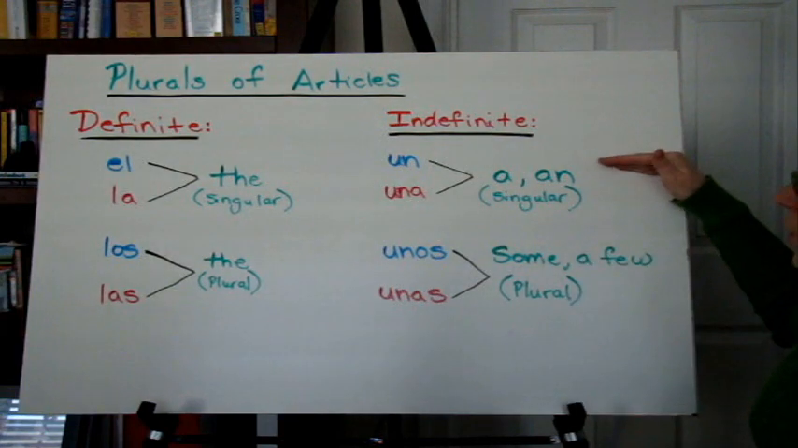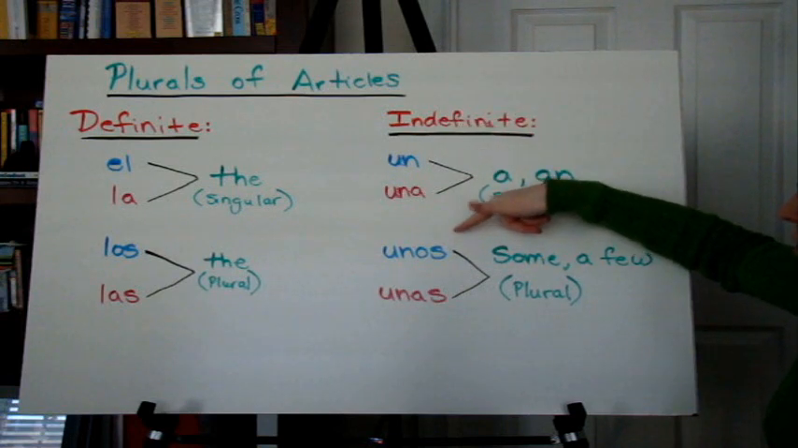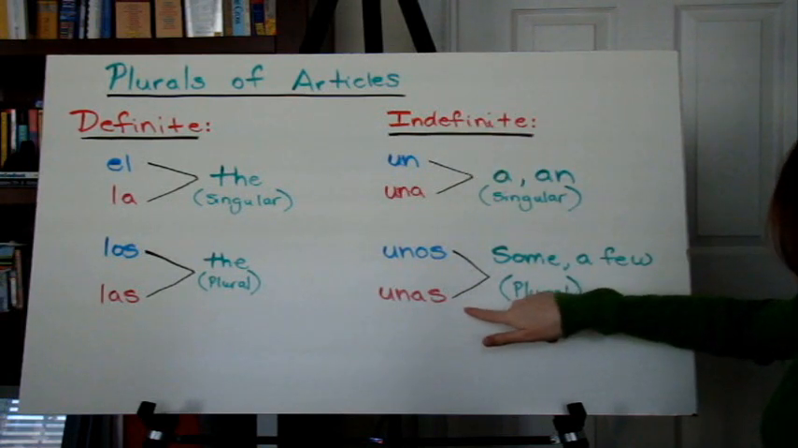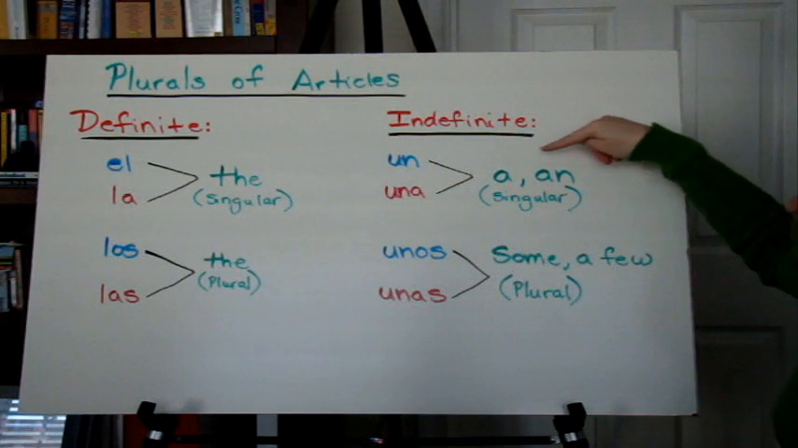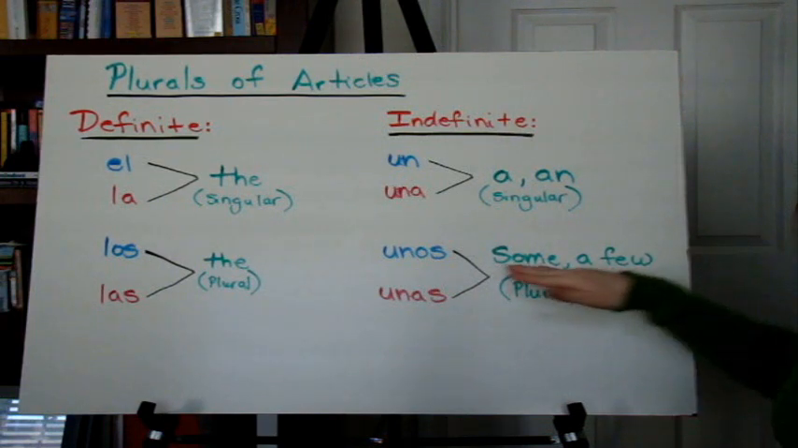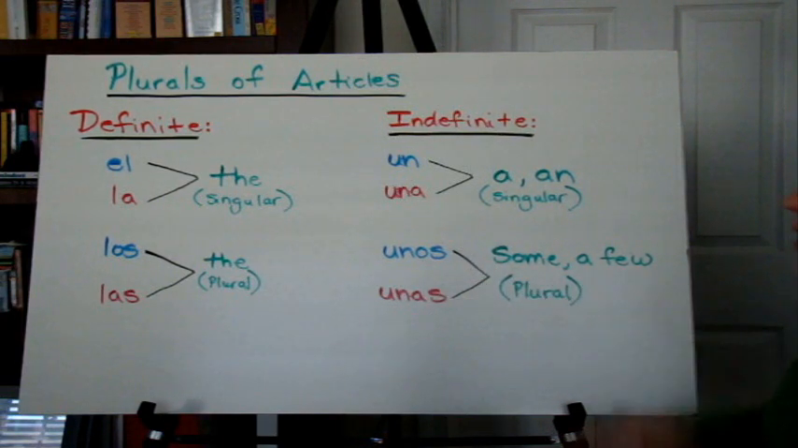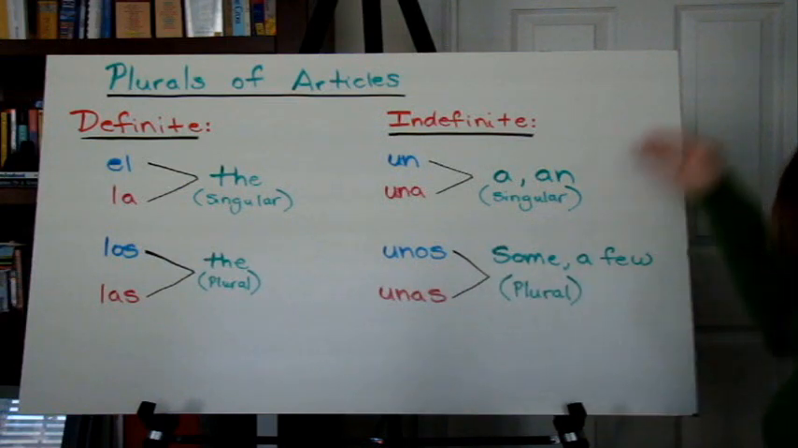And then the indefinite articles that are singular, a and an, un and una, un is going to become unos, and una is going to become unas. But this one changes just a little bit the meaning. Instead of meaning a and an, like un and una do, unos and unas now mean some or a few. And they both take on that same meaning. Okay?